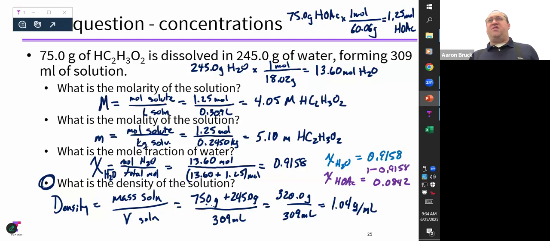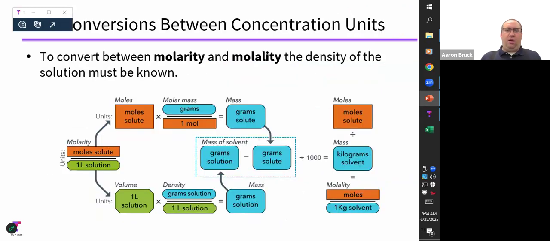All right, any questions with just using the definitions to solve calculations of concentration? Okay, so let's get into where things can get a little bit complex for us.